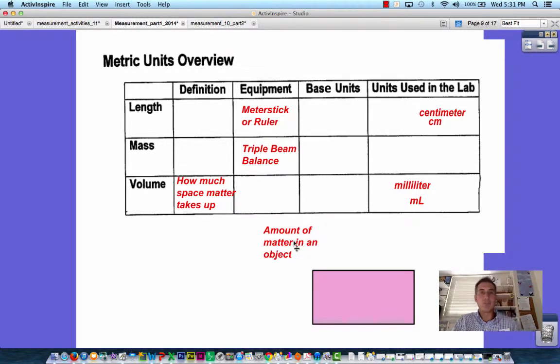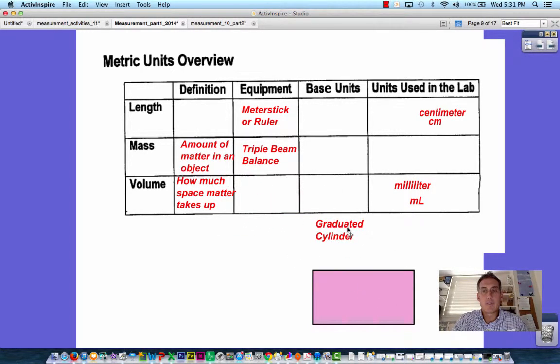Amount of matter in an object. Where's that going to go? That's our definition for mass. Graduated cylinder. That's our piece of equipment that we use for volume.